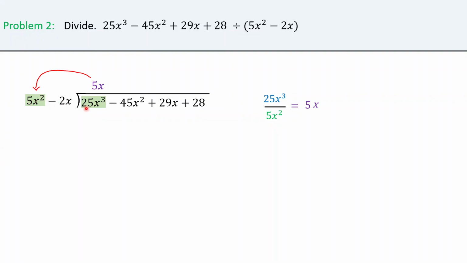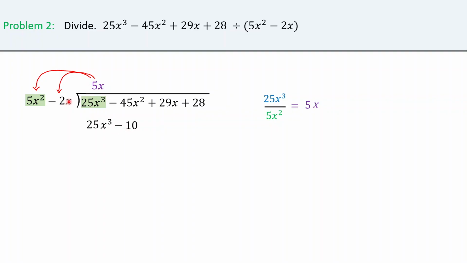5 times 5 is 25. X times x squared is x cubed. Now multiply 5x and negative 2x. 5 times negative 2 is negative 10.